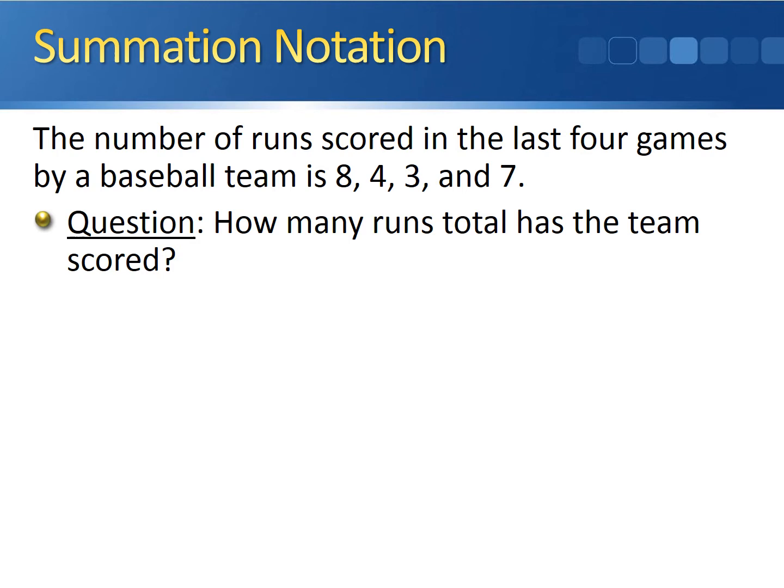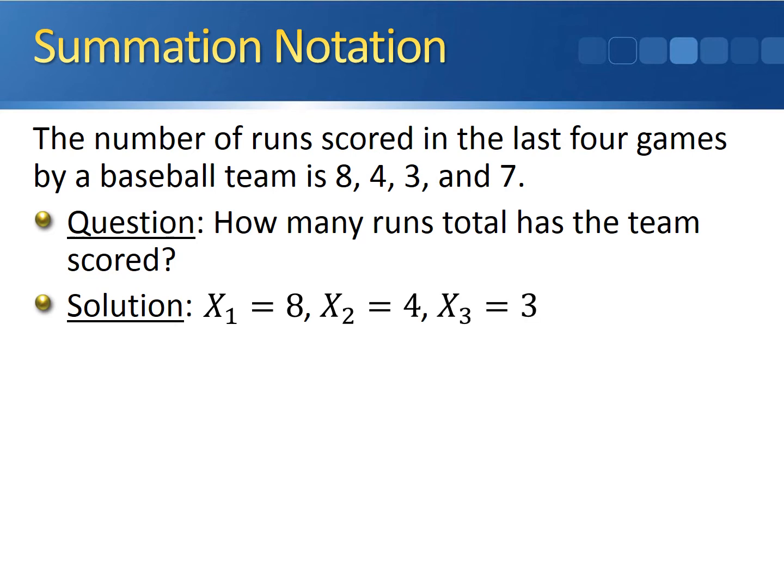Let's denote the run total from the first game by x1. x1 equals 8. The run total for game 2 by x2, so that x2 equals 4. Denote the run total from game 3 by x3. x3 is equal to 3. And denote the run total from game 4 as x4, so that x4 is equal to 7.